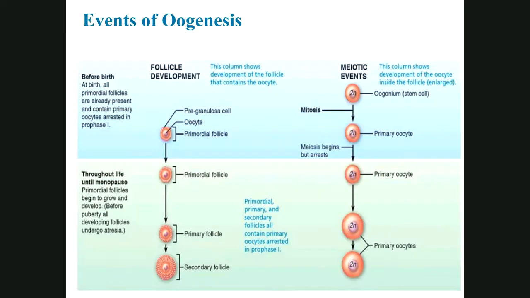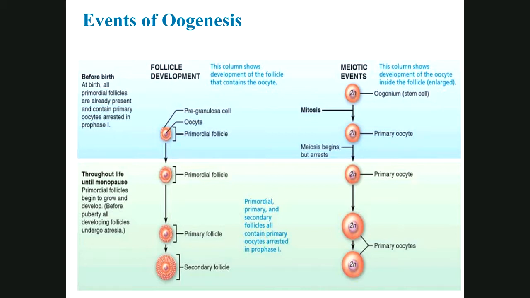So I'll go back to this picture. Now I'm going to talk about oogenesis, the production of the female gamete. We have diploid stem cells that we call oogonia, that by mitosis produce primary oocytes, identical to the original cells, diploid. The primary oocytes undergo meiosis I to produce the secondary oocyte, which undergoes meiosis II to produce the ovum.